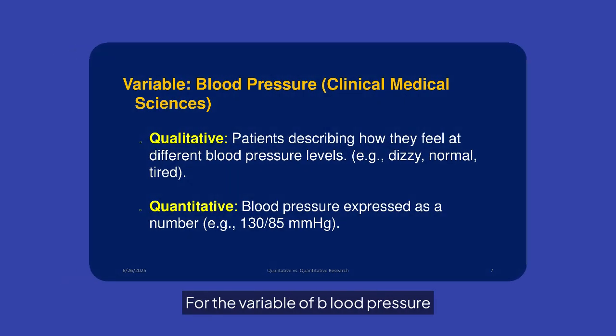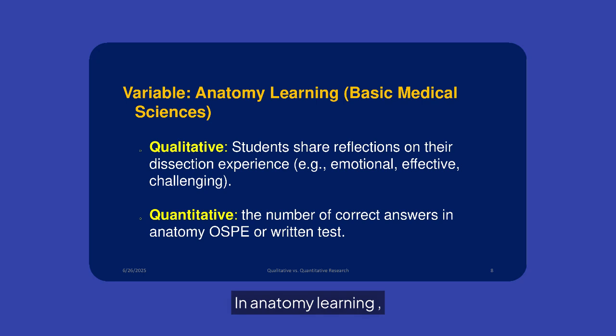For the variable of blood pressure in clinical medical sciences, qualitative research might involve patients describing their feelings at different blood pressure levels, such as dizziness, feeling tired, etc. Quantitative research would measure blood pressure numerically, providing precise data for analysis. In anatomy learning, qualitative research could involve students sharing reflections on their dissection experience. Quantitative research might measure the number of correct answers in a test. Both methods contribute to a comprehensive understanding of learning outcomes.